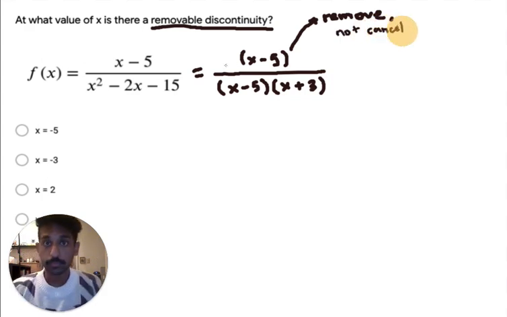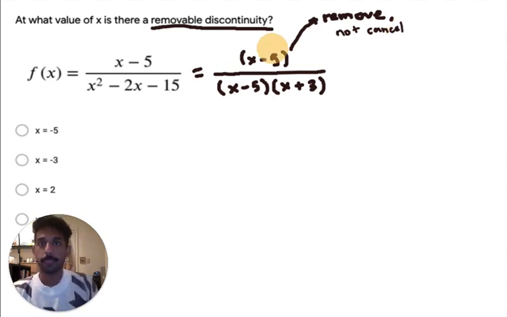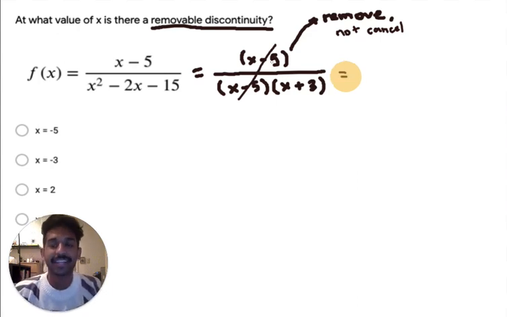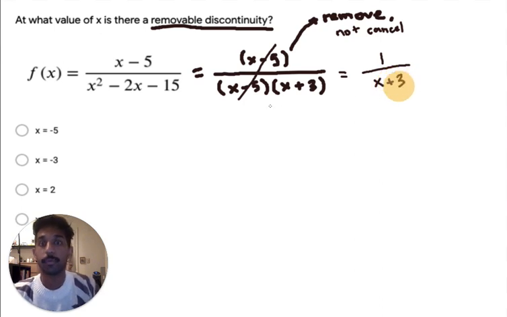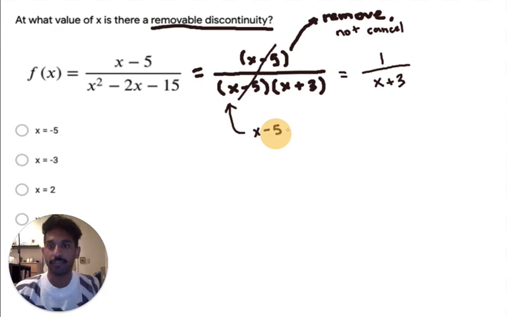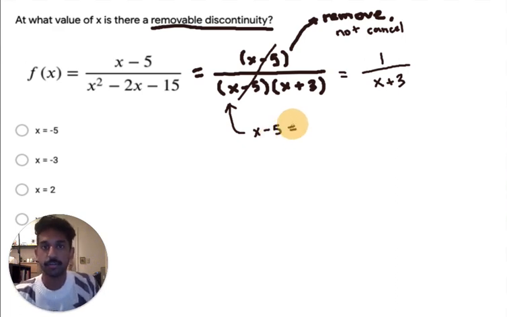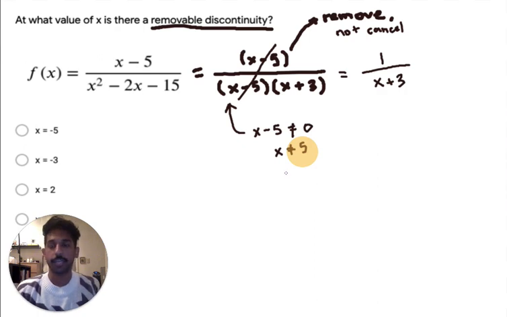So, if we remove it, on the top, we're not left with 0 because we're dividing something. Something divided by itself is going to leave us with 1 over x plus 3. But what was the thing we removed? We removed x minus 5. Because we removed x minus 5, we want to make sure that we keep track of that discontinuity. This can't equal 0. And so that means x cannot equal 5. Our removable discontinuity is where x is 5.